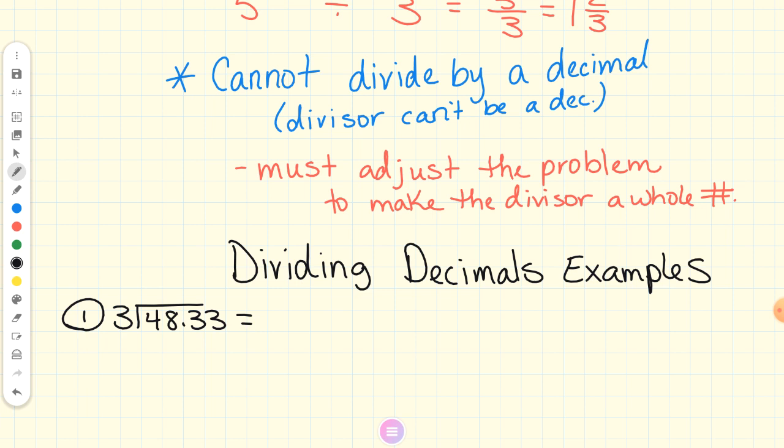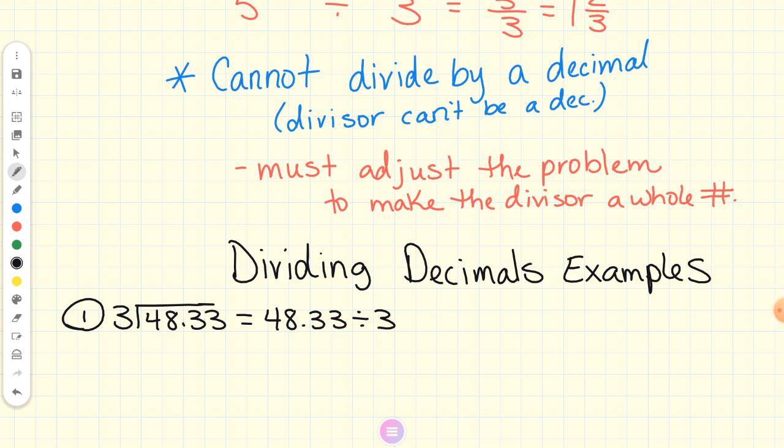Emma? 48.33 divided by 3. Yeah, 48.33 divided by 3. Okay, sometimes they'll give it to us like this. Sometimes they'll give it to us horizontally.